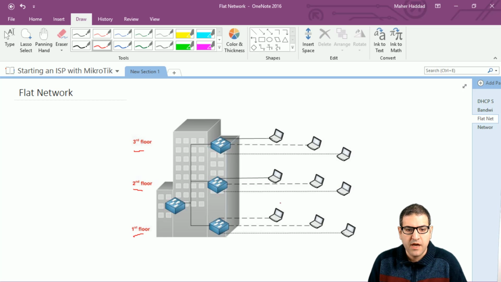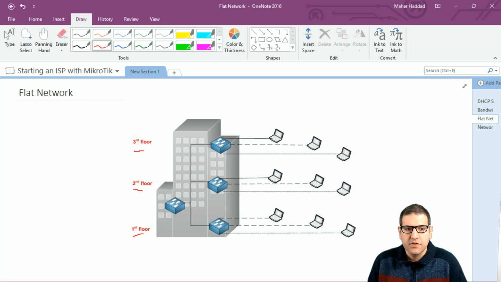In the first floor, there are 3 computers connected to this switch. On the second floor, there are also 3 computers connected to the second switch, and on the third floor as well, 3 computers to the switch, and then all switches are connected to each other via one switch. So in this case, we have one network where the 3 floors are connected to each other.